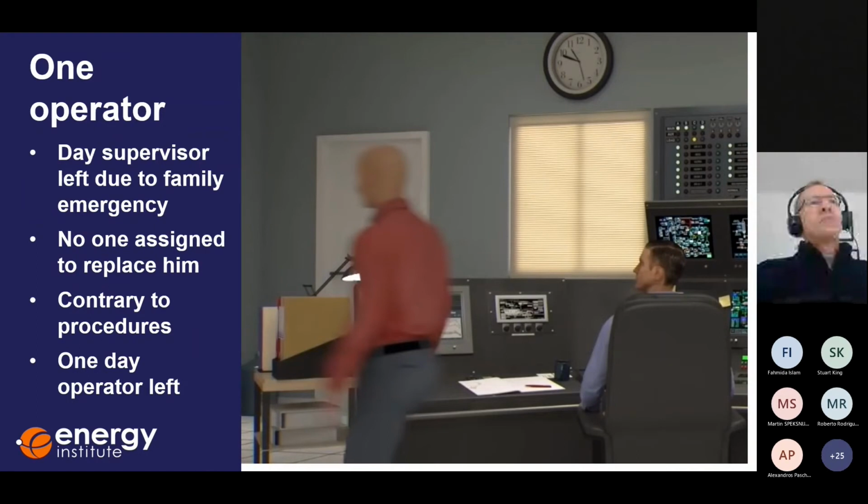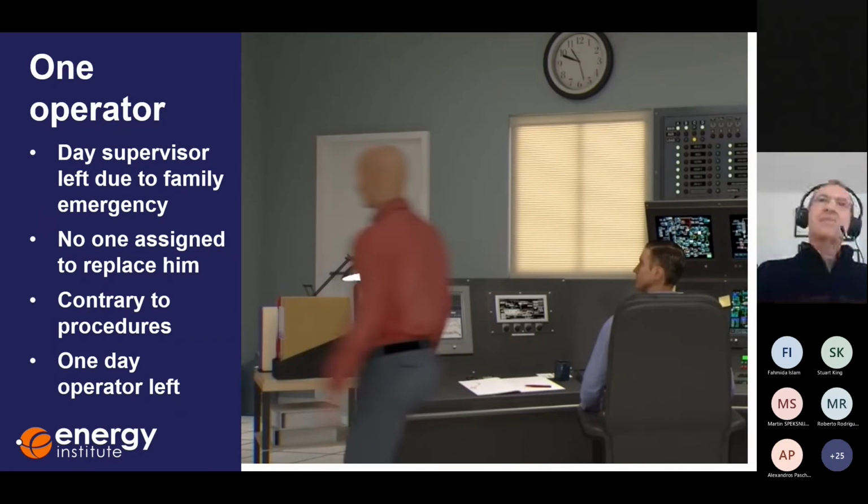A bit later in the day the supervisor left, a family emergency. The procedure was that the supervisor should be replaced. He was not. No one was sent to replace him. So this left one day supervisor. You can see it's now 10 to 11. So it's a long process. You need to be aware what's happened before. You need to know what you should be doing now and next.